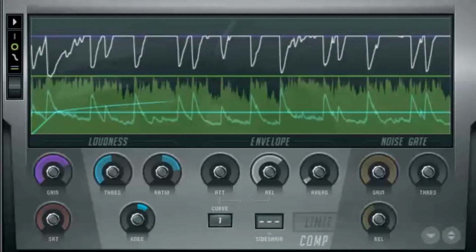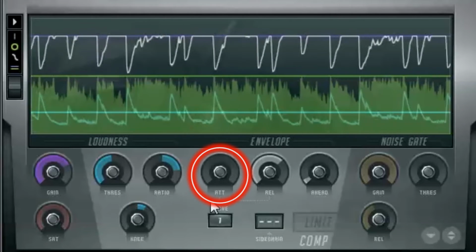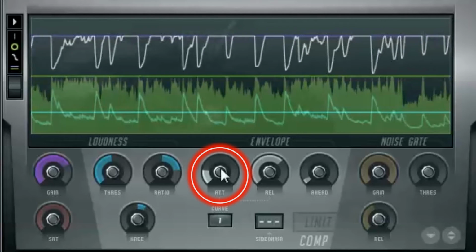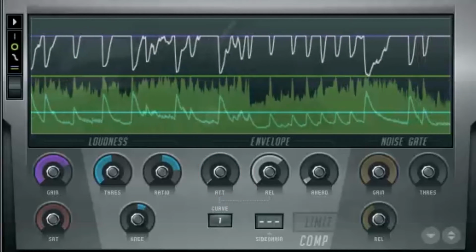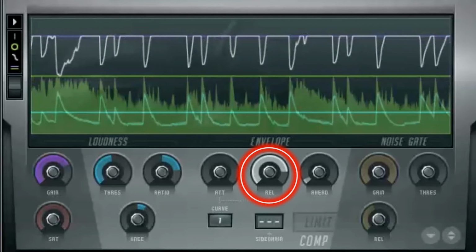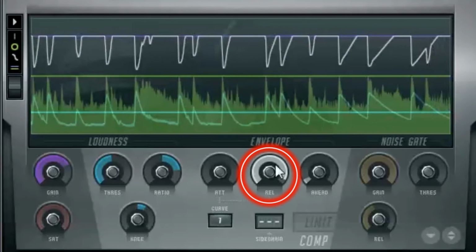This parameter is not to be confused with the attack time control, which affects the time it takes for the compressor to turn on. Speaking of envelopes, in addition to attack, the release control determines how long the compressor takes to close after the input has fallen below the threshold.